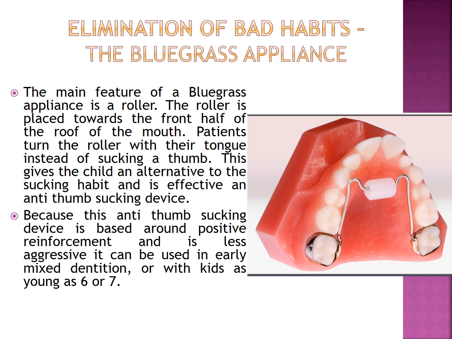This gives the child an alternative to the sucking habit and is an effective anti-thumb sucking device. Because this anti-thumb sucking device is based around positive reinforcement and is less aggressive, it can be used in early mixed dentition or with kids as young as 6 or 7.